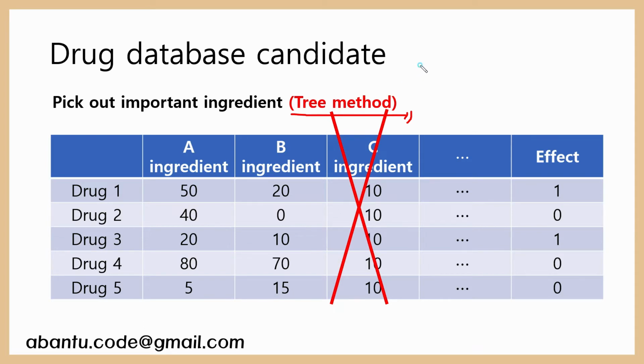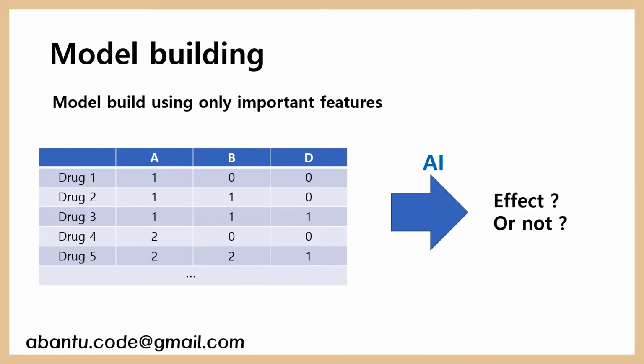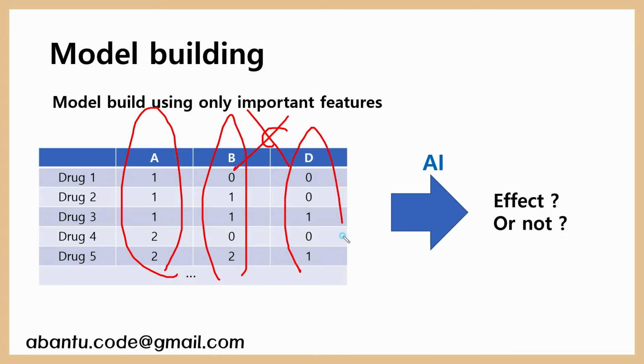We can remember the feature importance from decision tree or random forest. In tree methods, they let you know the important features compared to others. So using that, we can remove useless ingredients, and using the important features, we can make a model to find a new drug. So it reduces the time.